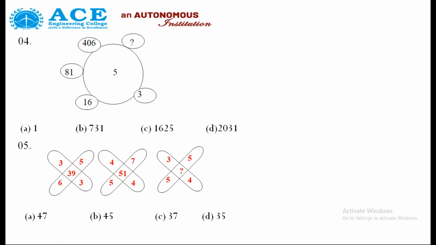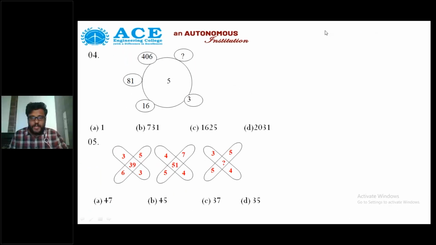What is the logic for these two questions? Two questions are there on screen. Think about the logic, what you can do. If you observe here, 3, 16, 81, 406. What is the next number you have to identify?